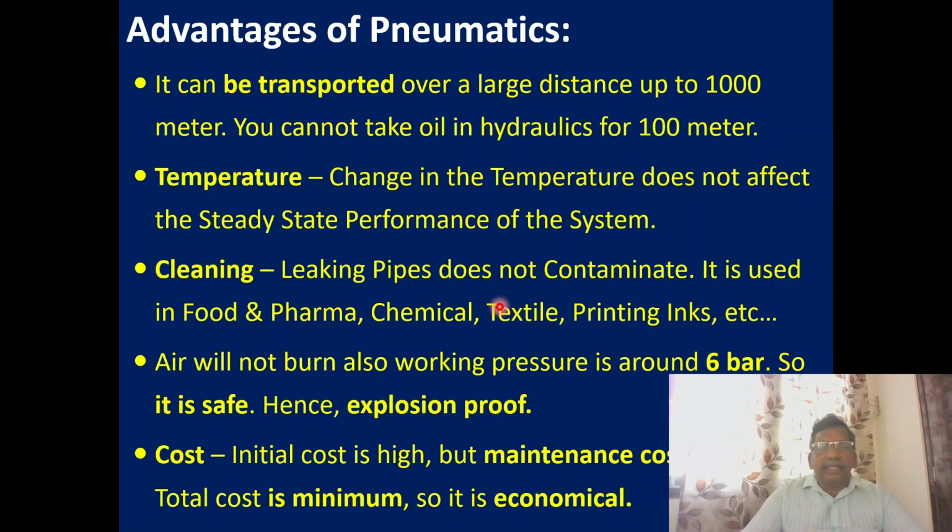Cleaning is also very easy, and leakage from the pipe does not contaminate. So it will be used in food industries, pharmaceutical industries, chemical industries, textile industries, printing industries, or any industries. For assembly lines in automobiles, you can go for a pneumatic system. It will not burn in our working. The maximum working pressure is 6 bar to 8 bar, so it is very safe, also against explosion.